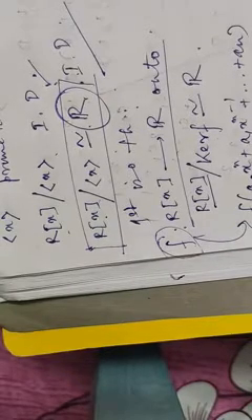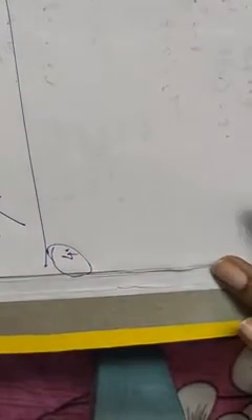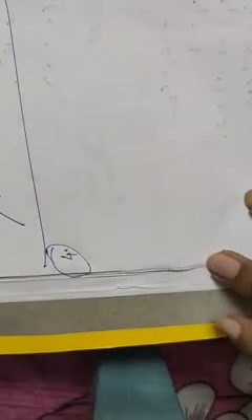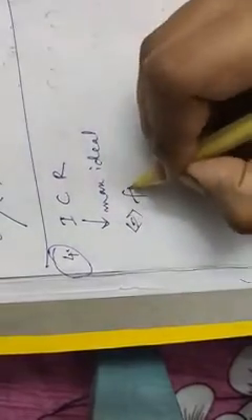Next example will be this one. Example number 4. It is saying that show that a proper ideal I of a ring R is a maximal ideal if and only if, for any ideal A, either A is a subset of I or A plus I equals R.